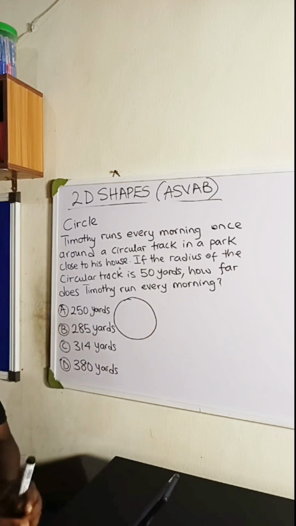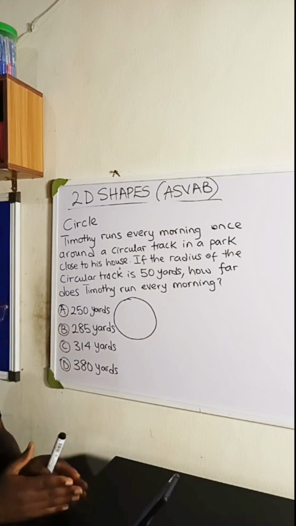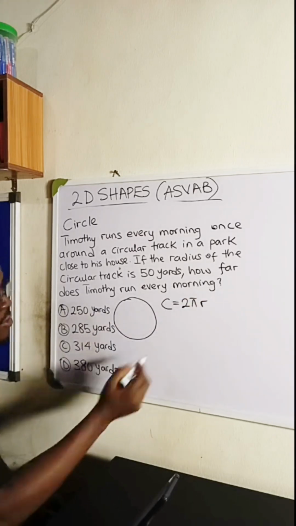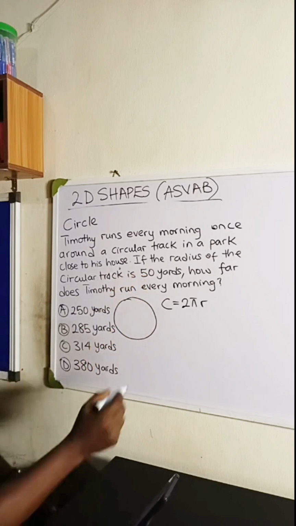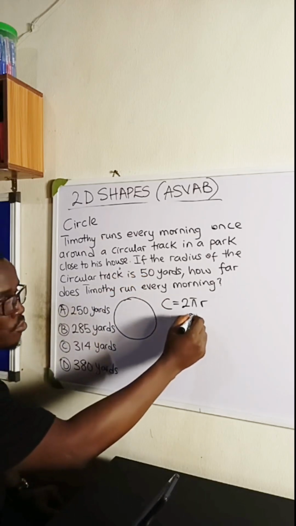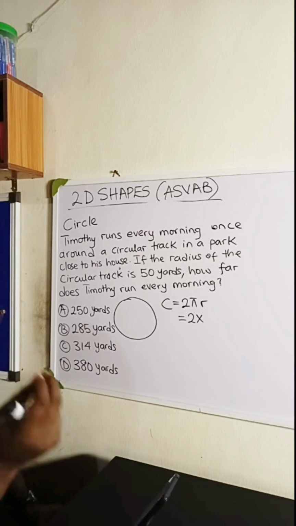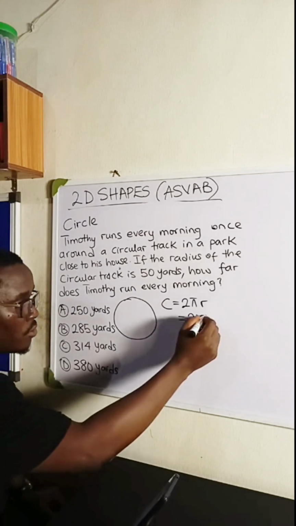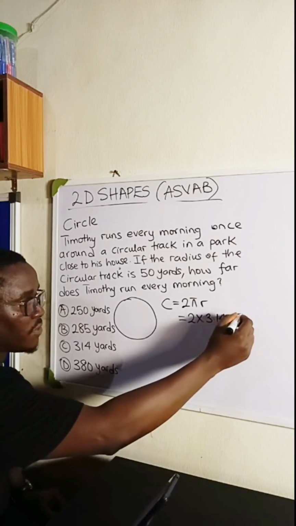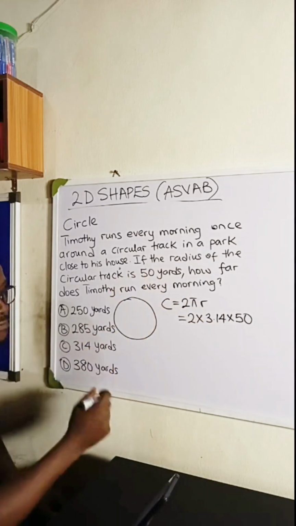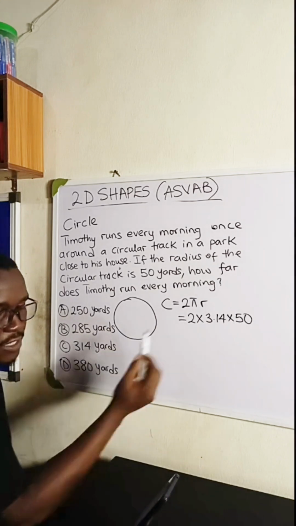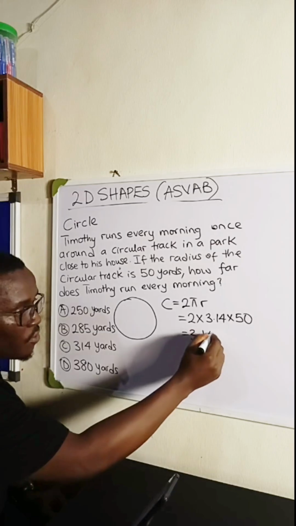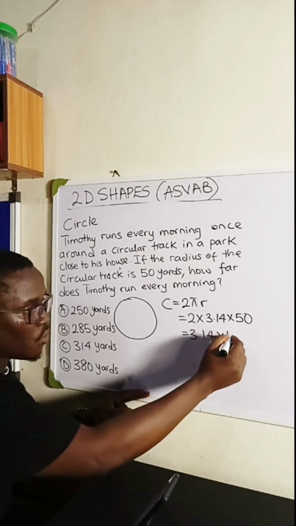So that means you're not going to be using the formula for area, you'll be using the formula for circumference. So circumference is equal to 2 pi radius. We are told that the radius is 50. So 2 multiplied by, what is the value of pi? You are expected to remember the value of pi. The value of pi is 3.14. So 3.14 times 50, because the radius is 50. So to make our work easy, 2 times 50 is going to give us 100. So you have 3.14 multiplied by 100.